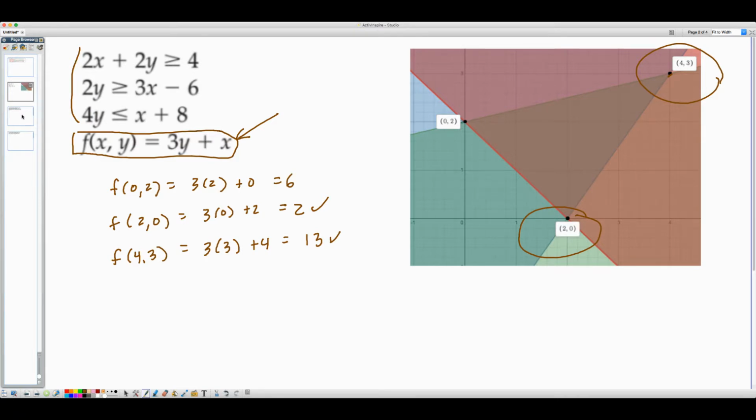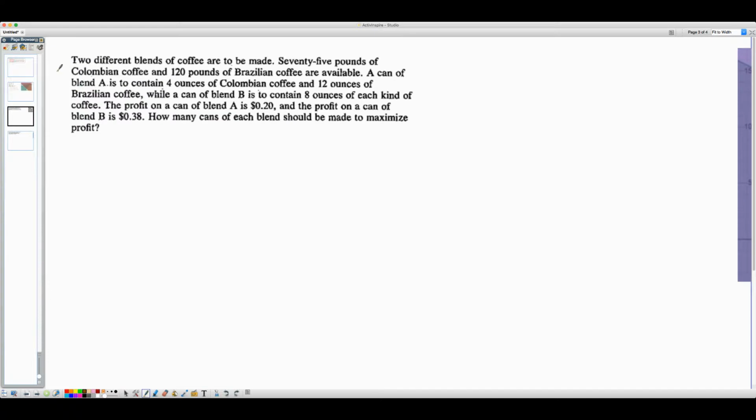Let's look at a couple of the word problems. Here you have 2 different blends of coffee to be made. 75 pounds of Colombian coffee, 120 pounds of Brazilian coffee are available. A can of blend A is 4 ounces of Colombian, 12 ounces of Brazilian. Or can B contains 8 ounces of each kind of coffee. The profit, this is what I'm looking for.